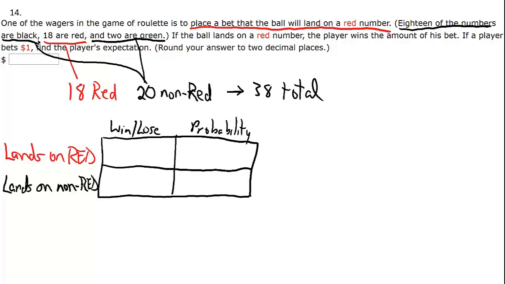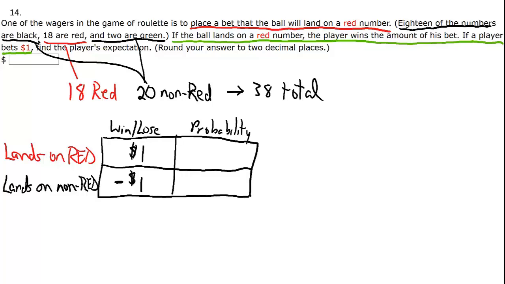The first column is the win-lose amounts, how much you win or lose. The second column is the probability of that happening. The first row is for landing on a red, if the ball lands on a red. The second row is the probability or the possibility that the ball lands on something that's not red. So you just take it one at a time. If the ball lands on a red number, the player is going to win the amount of his bet. So if a player bets $1 and the ball really does land on a red, that player wins $1. If that player does not win $1, the player loses the dollar, so that's negative $1.